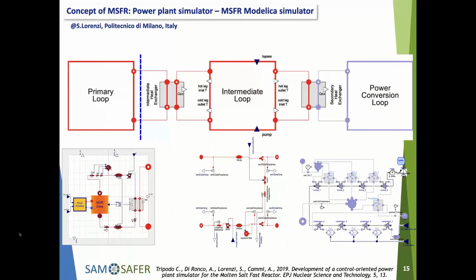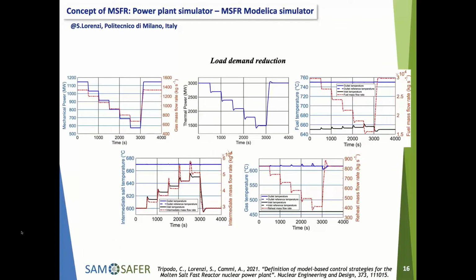What you find in these boxes are several components that are connected all together to give this physical representation of your system. On the left side you have the primary loop with the core and the heat exchanger. Then you have the intermediate loop and the intermediate heat exchanger, and then the power conversion loop.